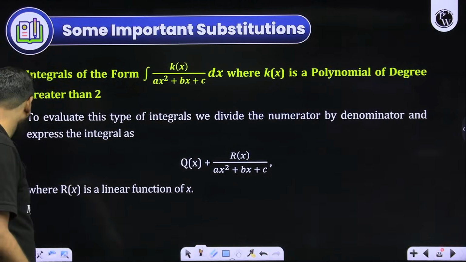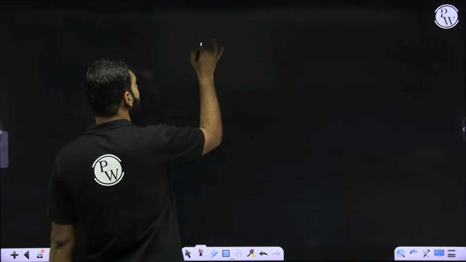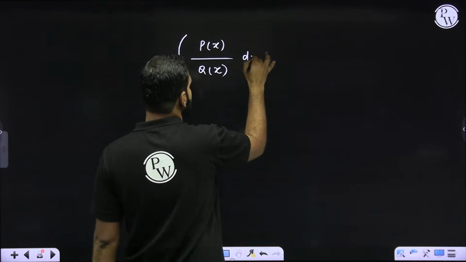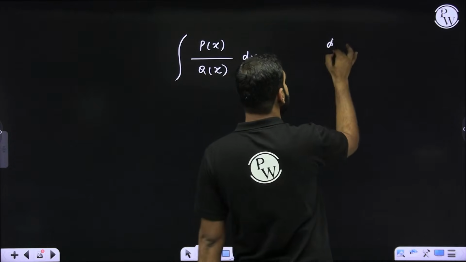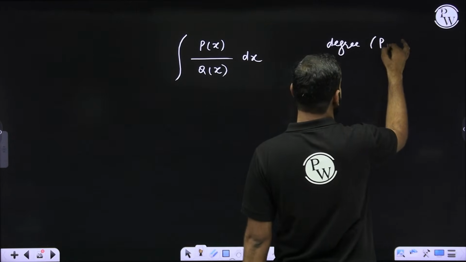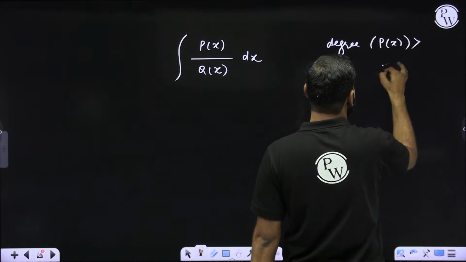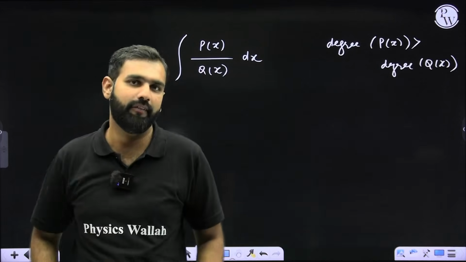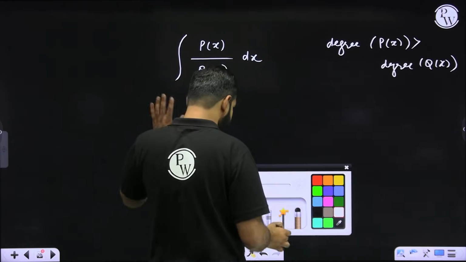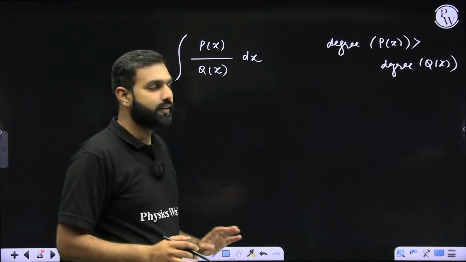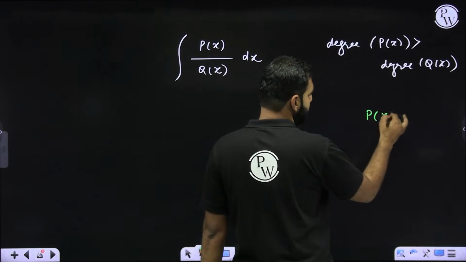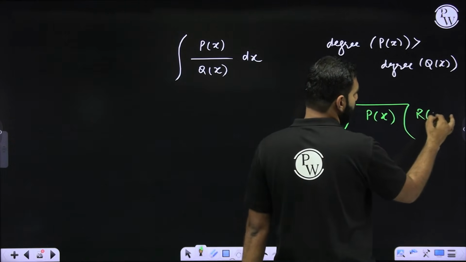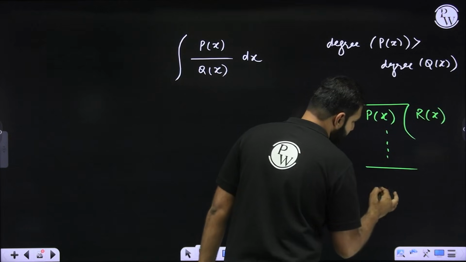What do I mean by that? I hope you know this very basic phenomenon. Let's say I have P of x upon Q of x given to me in terms of integration. But what I know is that the degree of P of x is greater than the degree of Q of x. In that case, first of all, divide P of x by Q of x. Don't start solving it straight away. So when you divide P of x by Q of x, you get a result, let's say R of x, and you finally get a remainder, let's say H of x.